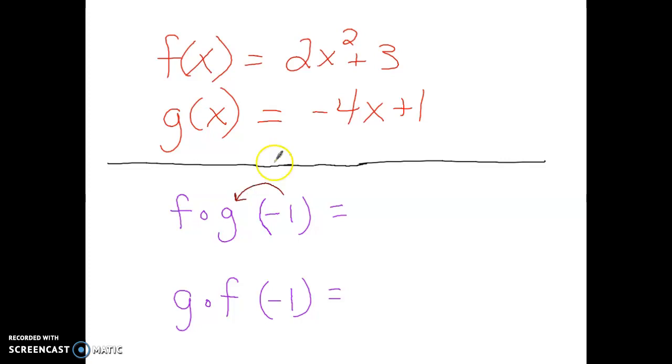I'm going to go up to my g function, and where I have a letter x, I'm going to replace it with a -1. So that would be -4 times -1 plus 1. Doing my order of operations, I would have a +4 plus 1, which is 5. Once I get my first value, then I have to go back and put that into the f function.